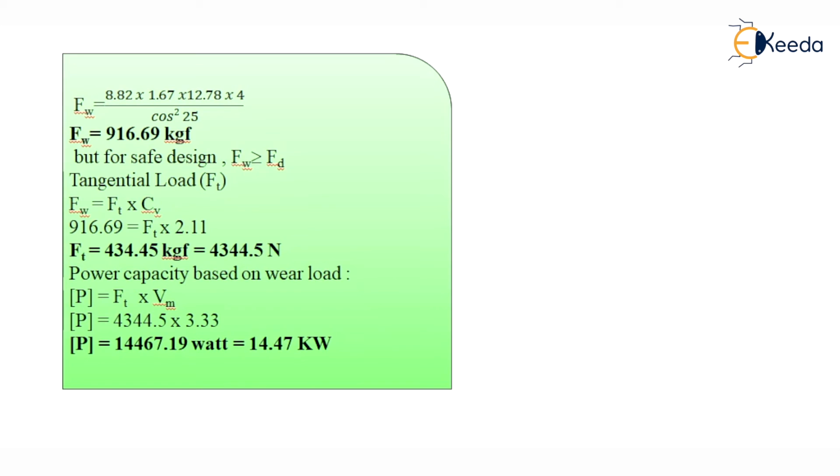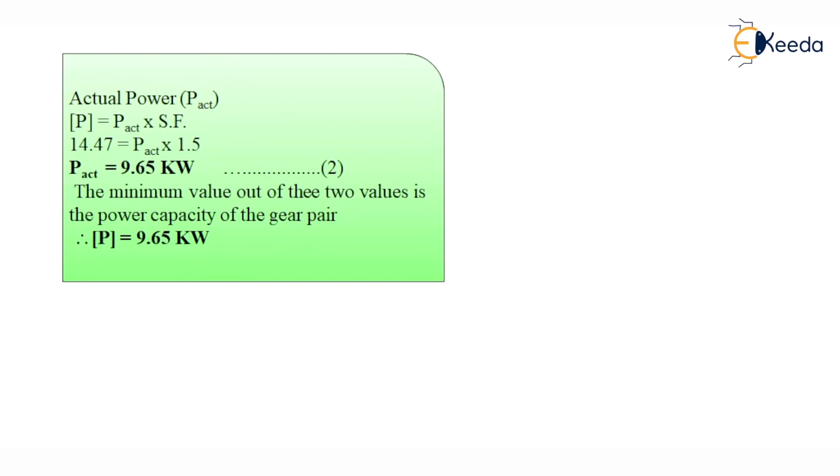Next, power capacity based on the wear load. So P is equal to Ft multiplied by Vm. After substituting the value of Ft as 4344.5 and Vm as 3.33, I get the answer for P, that is power, as 14.47 kilowatt. Actual power P actual can be found out with the formula P actual is equal to P divided by service factor. We know the value of service factor is 1.5 and P is equal to 14.47. So I get the answer for P actual as 9.65 kilowatt.